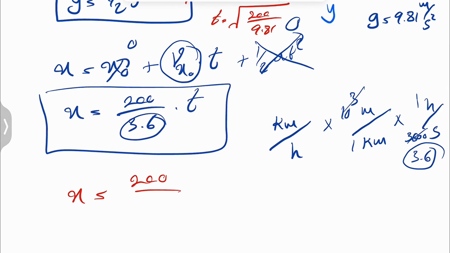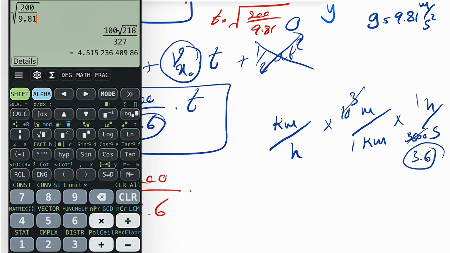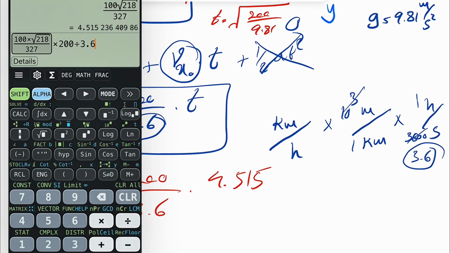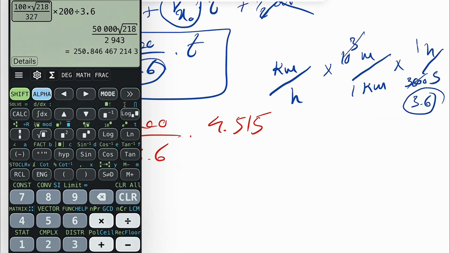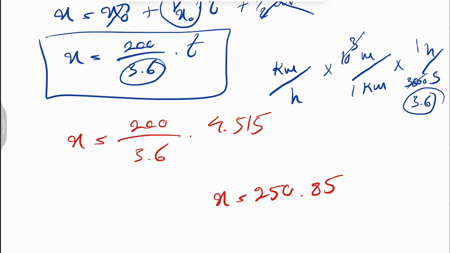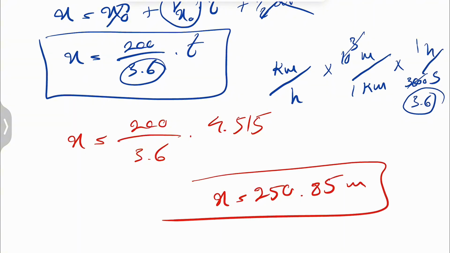If we just put it in there, our x would be 200 over 3.6 times the t, which is 4.515. We're just going to multiply this by 200 and divide by 3.6. So yeah, the x will be 250.85 meters, and that's not what we are looking for.